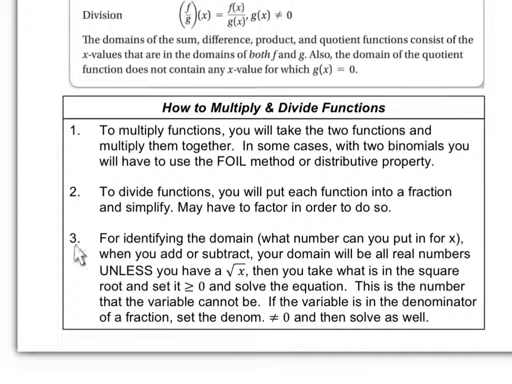The domain part is exactly the same as it is with addition and subtraction. The two things you're looking for: is there a square root? If there is, you take what's inside the square root, make it greater than or equal to 0, and solve. If there's a variable on the bottom of a fraction, you take whatever the denominator is, set it not equal to 0, and solve that as well. So let's take a look now at some examples.